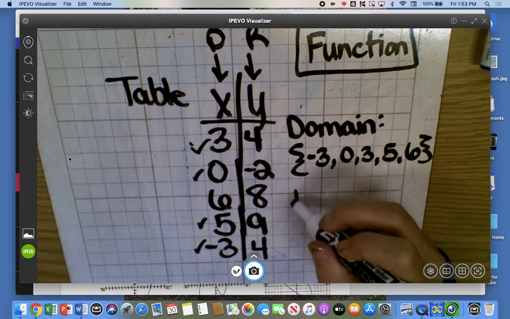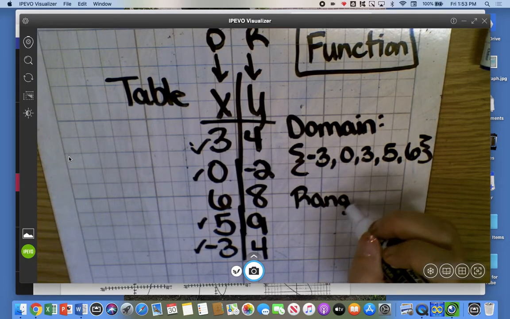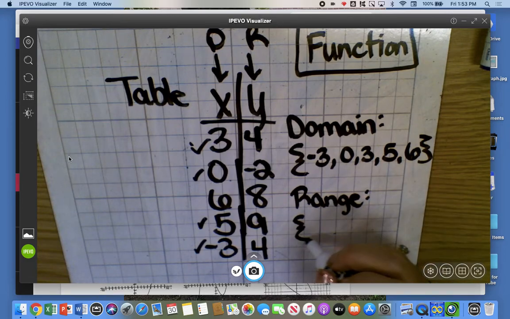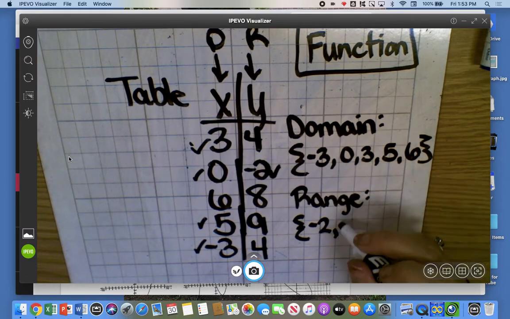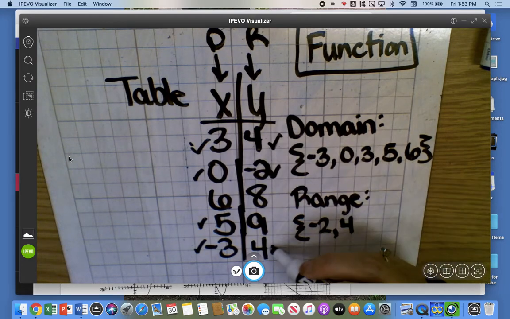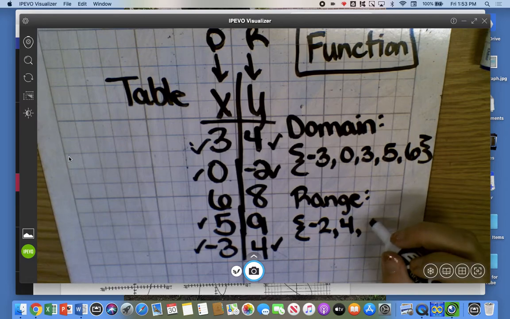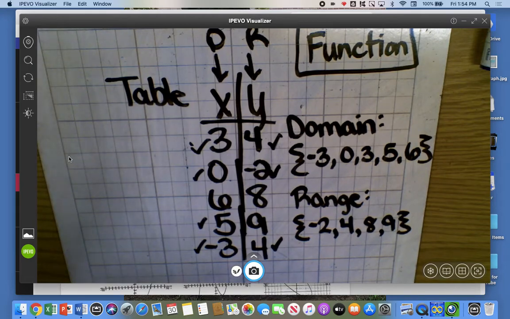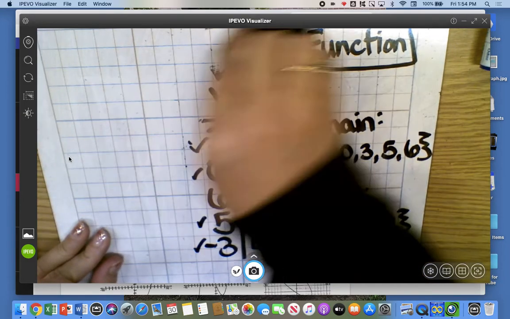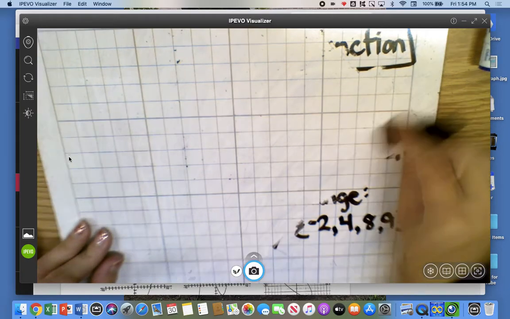All right, and then our range, we're going to go from least to greatest. Our smallest value is -2. My next value is 4, but I only have to list it one time because we don't list repeats in domain and range. We're simply just saying what values are possible. We don't have to list it twice. And so our domain is our x's from least to greatest, and our range is our y values from least to greatest. Now, I have one more example I want to do like this.